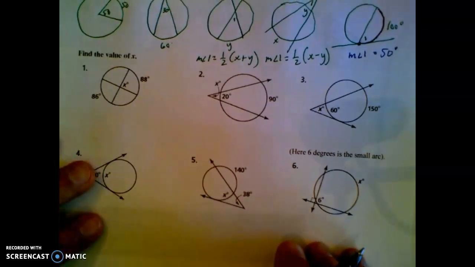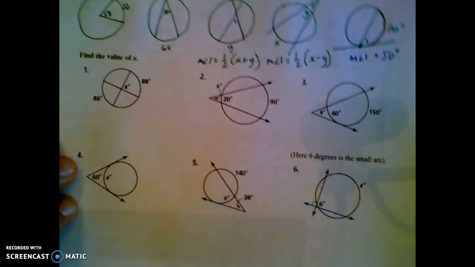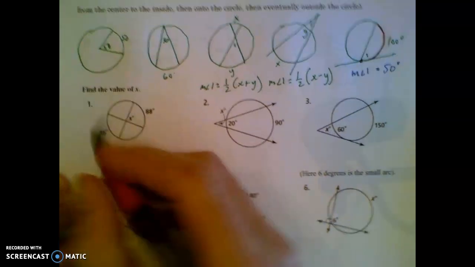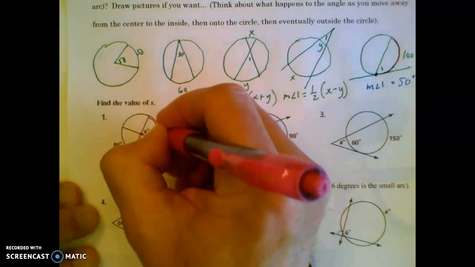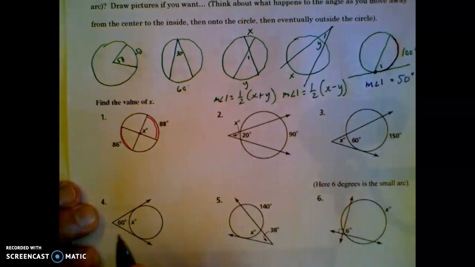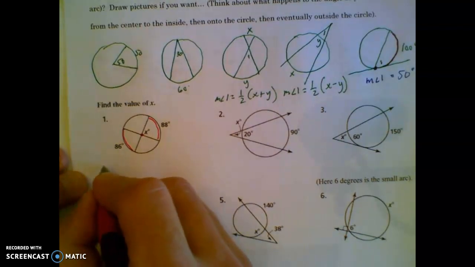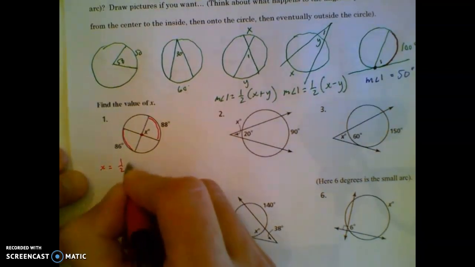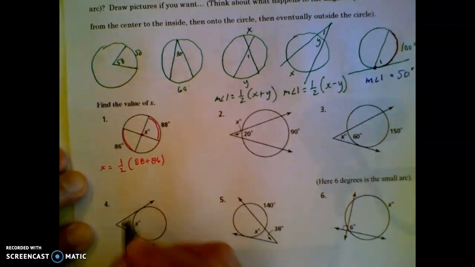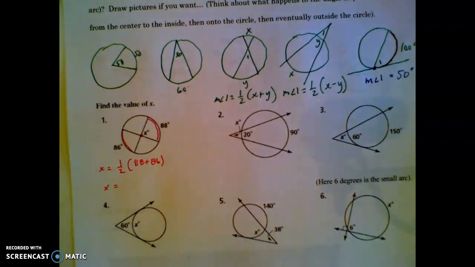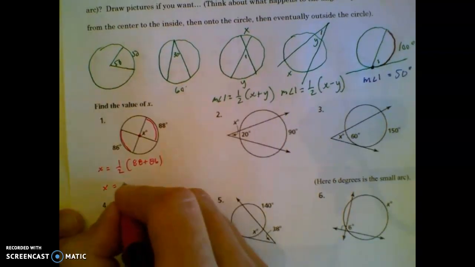All right, so taking a look at these example problems down here, let's see if we can work our way through these. Again, number 1, I note where the intersection's occurring. The intersection's occurring on the inside of the circle. So identify the 2 arcs here, and I remember that the angle is 1/2 of the sum. So that means x is equal to 1/2 of 88 plus 86. So 88 plus 86 divided by 2, what I do in my calculator, and that's 87. So that's an 87 degree angle.